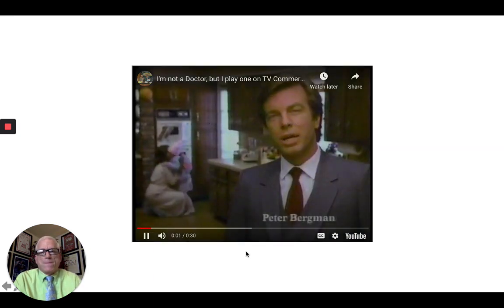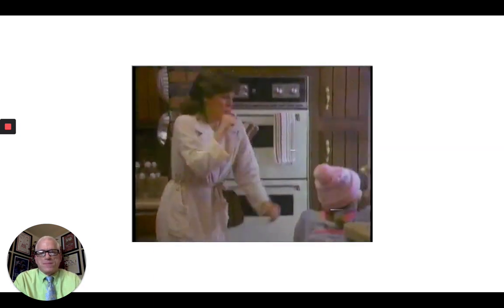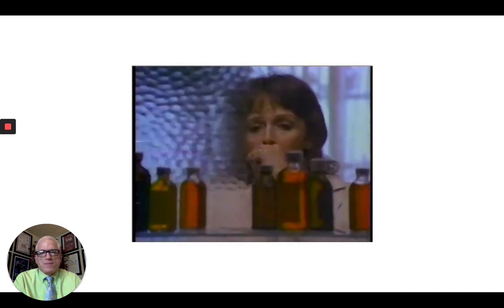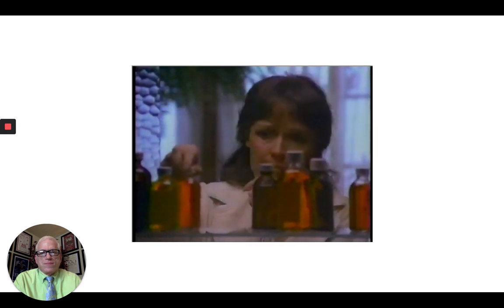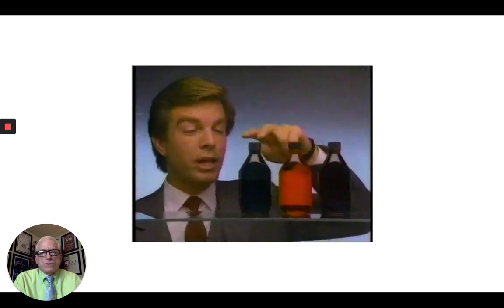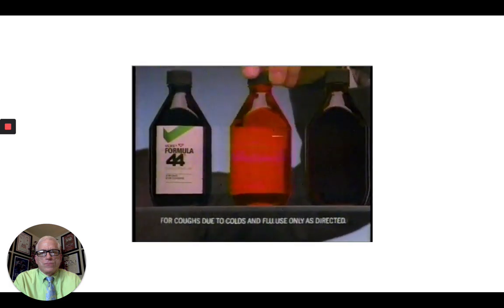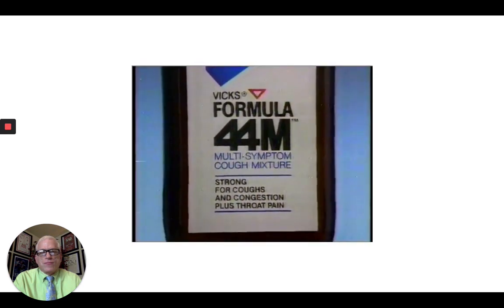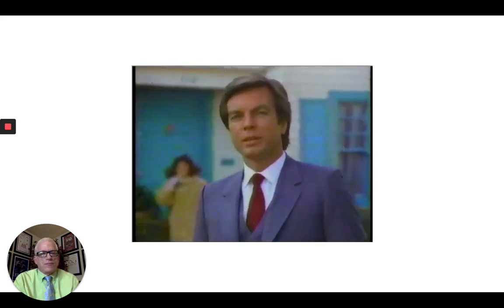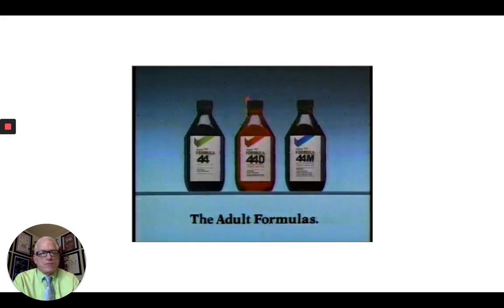I'm not a doctor, but I play one on TV. And if your child had a cough, she'd get just what the doctor orders. But for your cough, you play doctor at home, even trying medicine you originally bought for your child. You need one of the adult formulas from Vicks. For the coughs adults get, with the strength adults need. Formula 44 for coughs, 44D for coughs with congestion, and 44M for coughs with congestion and a raw, irritated throat. The adult formulas. You can't buy anything more effective. The adult formulas from Vicks, of course.